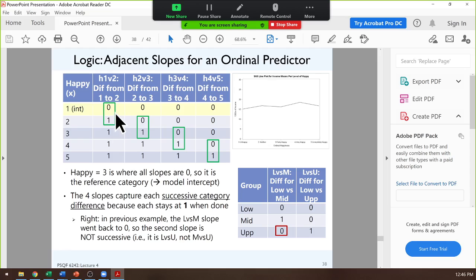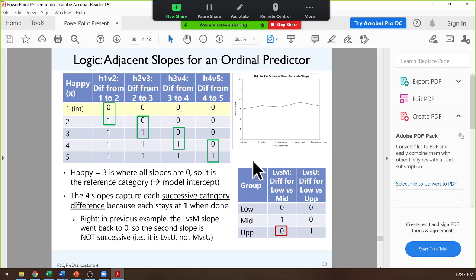So in each of these columns, it stays at 1 after that one has been passed. It doesn't go back to 0. And so what happens is that we have 0, 1 separating the 1 group from the 2 group, and 2 through 5 are lumped together. And so then the next contrast pops up and separates out 2 from 3. The next one separates 3 from 4, and then the next one separates 4 from 5.